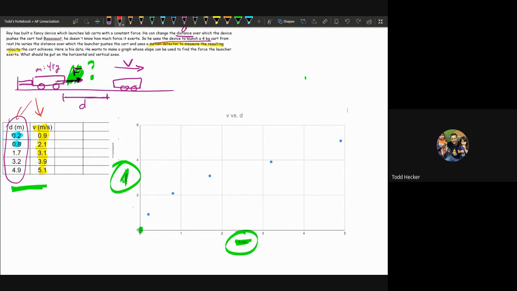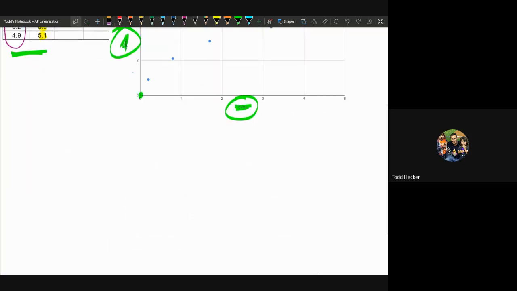All right, so I'm looking at this and thinking, the problem is about applying a force over some distance. I'm thinking about work, and the velocity is changing, which means the kinetic energy is changing. This leads me to think this probably has something to do with the work kinetic energy theorem. So net work is equal to the change in kinetic energy, which for us means the work done by that force.